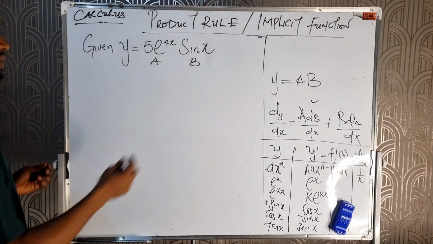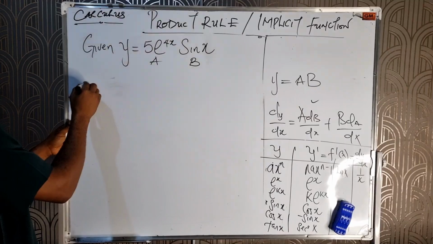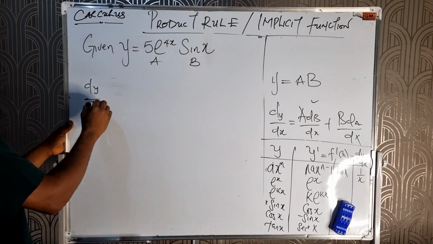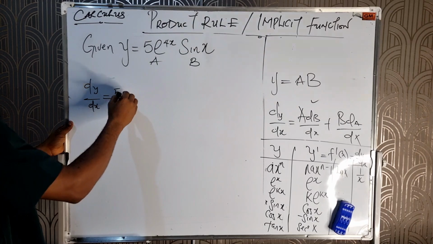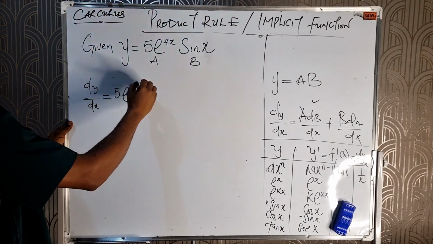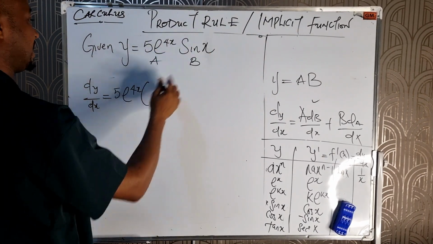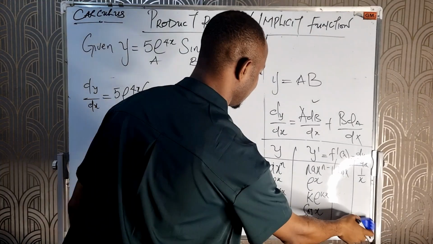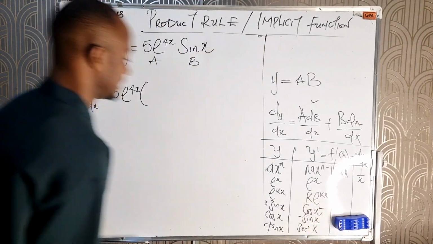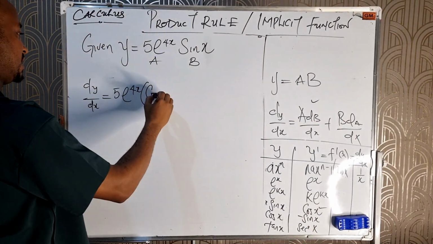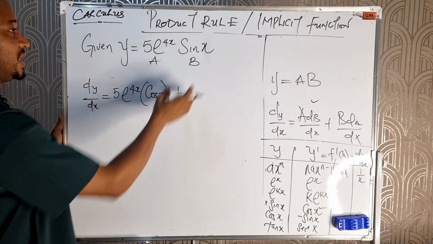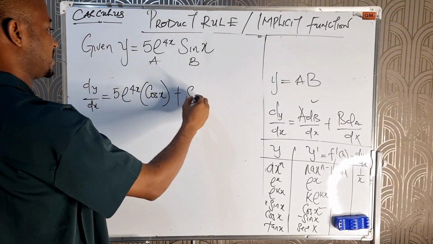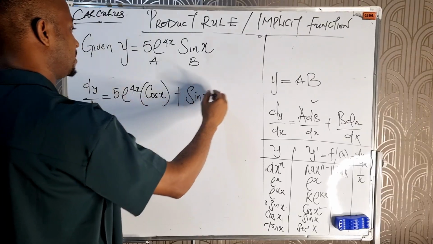Now, what we do here is to apply the rule. The rule says the dy/dx equals, we keep A constant, 5 exponential 4x, then differentiate sin x. When we differentiate sin x, the result is cos x, right? We're going to have cos x here. Then plus, the rule says we keep B constant, meaning don't differentiate B. We have sin x.